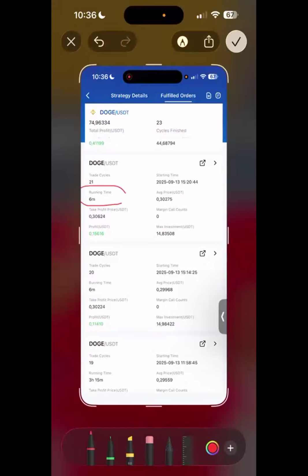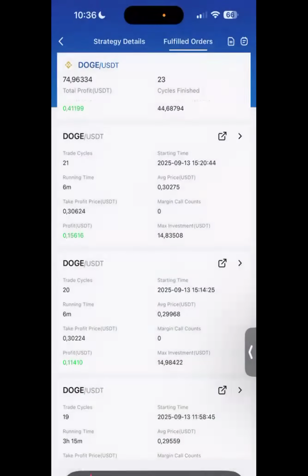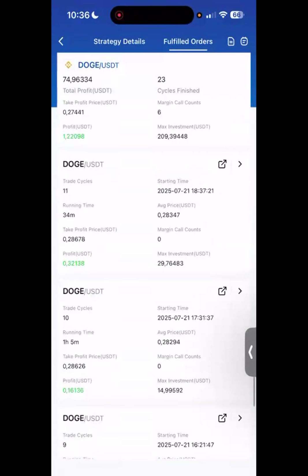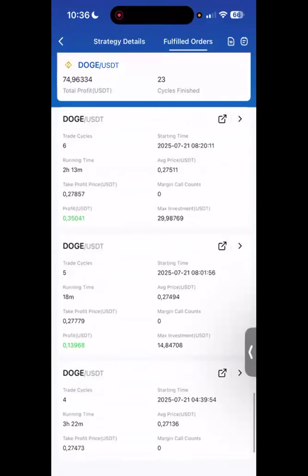This is 6 minutes. It only bought small once. Then it gave this small profit because it didn't purchase a lot. So imagine if you have a bigger first buying amount, that's good. But if you don't have enough trading capital, it's best to stick to small first buying amounts. So you can see all these records here.